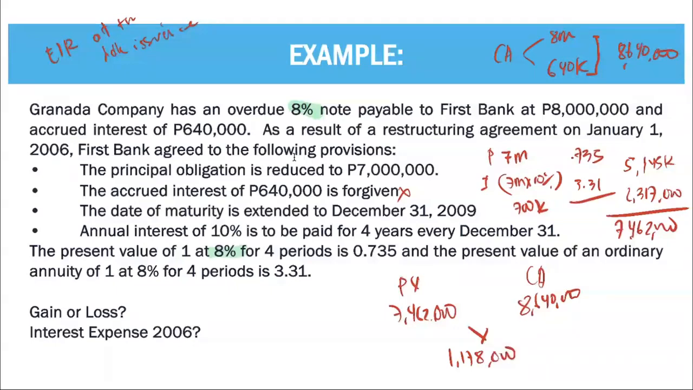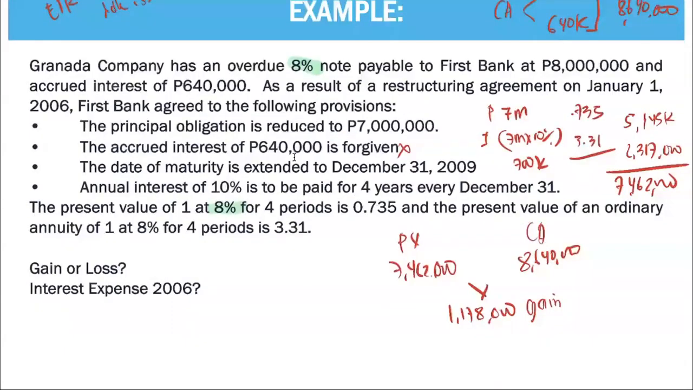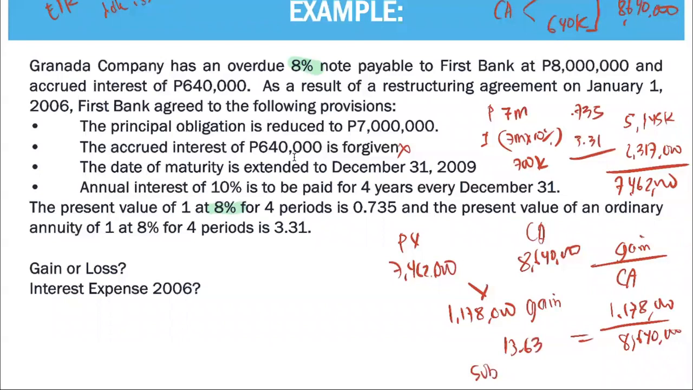If this is your liability, you will only change it to 7,462. We have a gain on extinguishment. So let's see if we can recognize that gain. Sir, how do we check? You check whether it is substantial or not substantial. So get the gain and divide it by the carrying amount. The gain is 1,178 and the carrying amount is 8,640,000. What is the percentage? The percentage is 13.63. Therefore, this is substantial. Can we recognize it if it is substantial? Yes. So how much is the gain to be recognized? 1,178,000 gain.